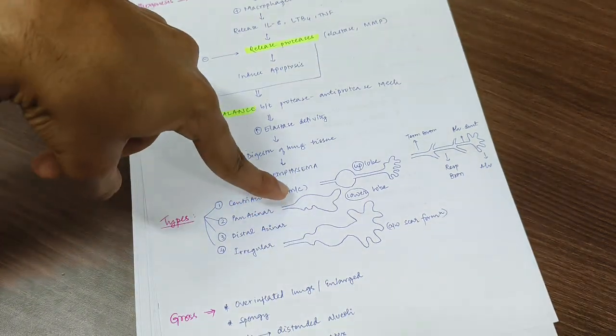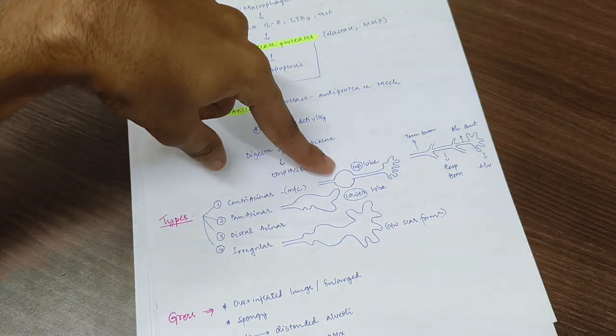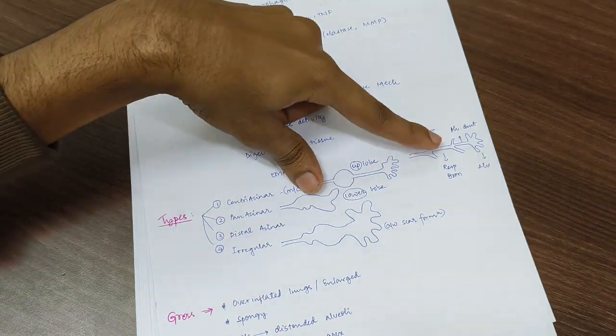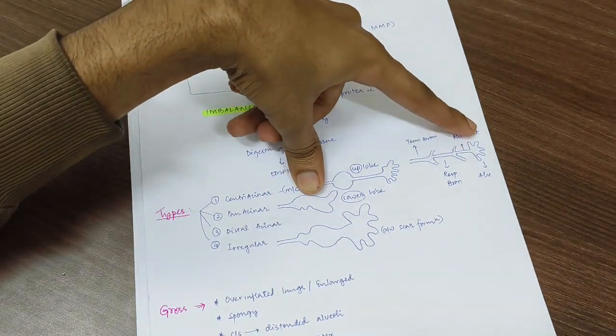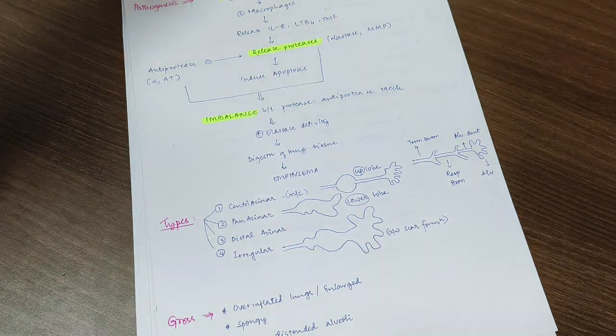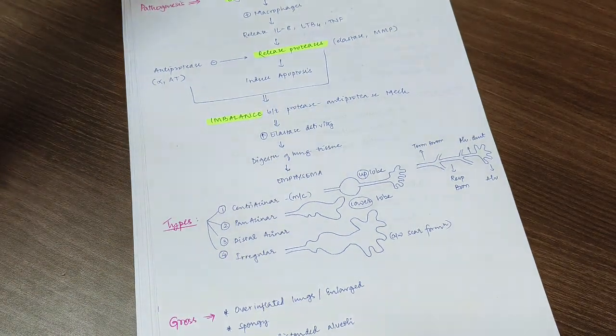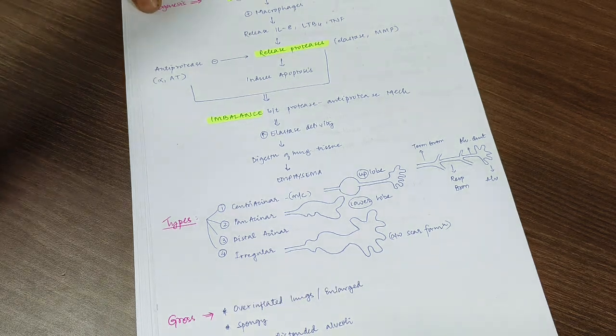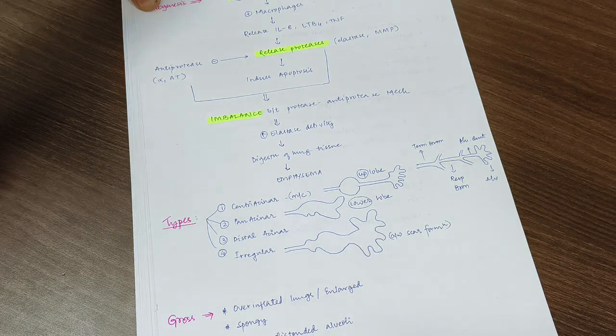Okay, this is irregular, this is panacinar here, and this is centriacinar. This is the terminal bronchiole, in between is the respiratory bronchiole, and last is the alveoli. To be specific, if it is happening in the respiratory bronchiole at the center, it is called centriacinar. If it is occurring in the terminal bronchiole, respiratory bronchiole, alveoli, everywhere, then it is panacinar. If it is occurring in the distal acinus, that is in the alveoli, then it is distal acinar. Irregular is anywhere and it looks irregular.